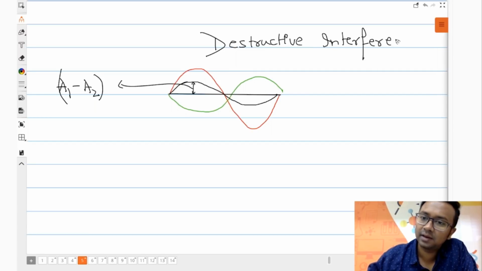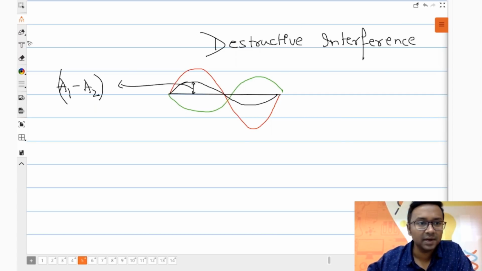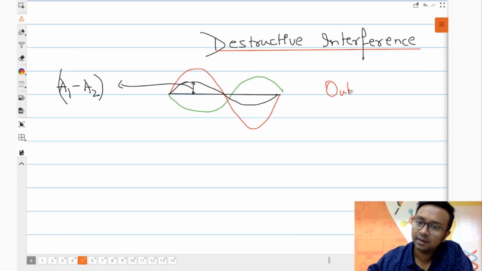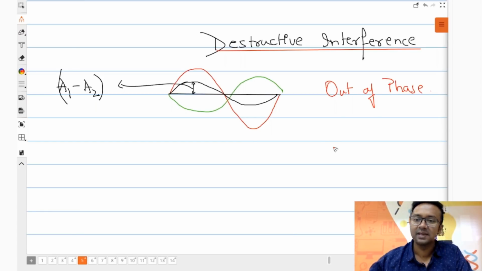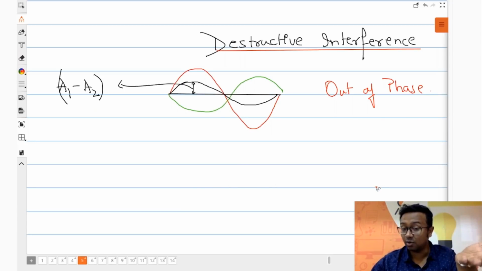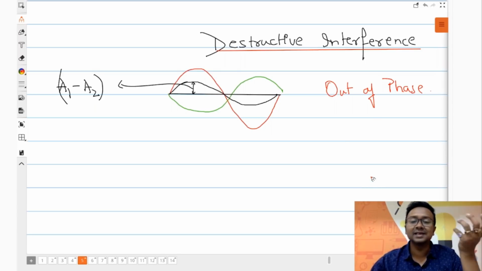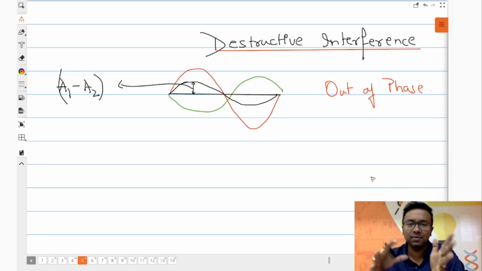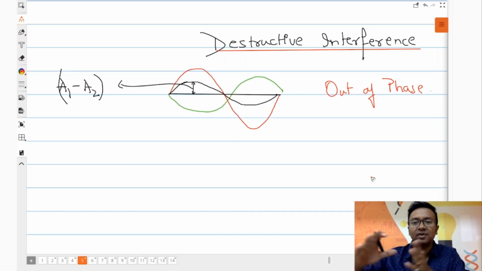Now here what happens, my dear students, in case of destructive interference? I have the waves out of phase. Previously it was in phase, and right now in case of destructive interference, it is out of phase. Now students, there could be anything between in phase and out of phase. There are many different phases that could be there between the waves.